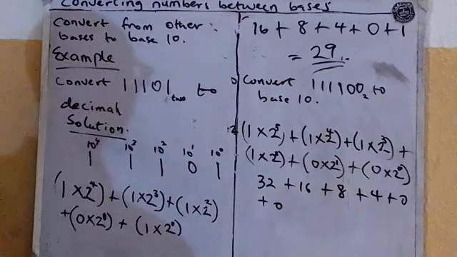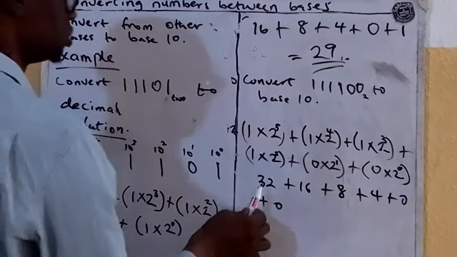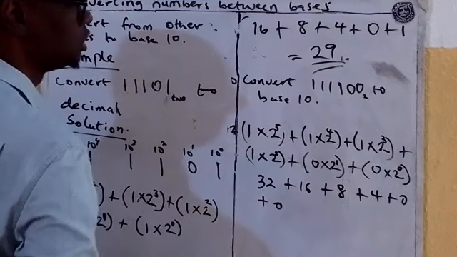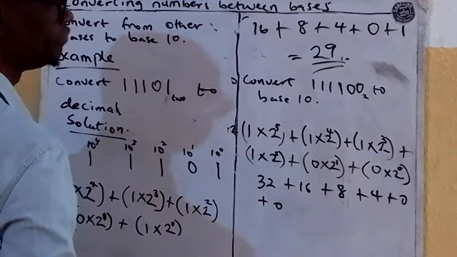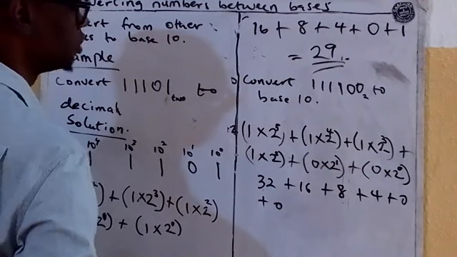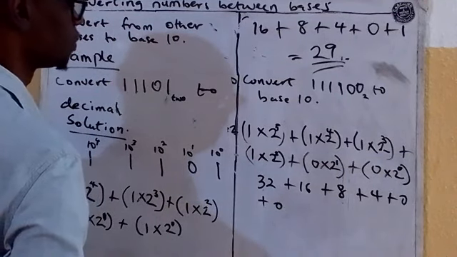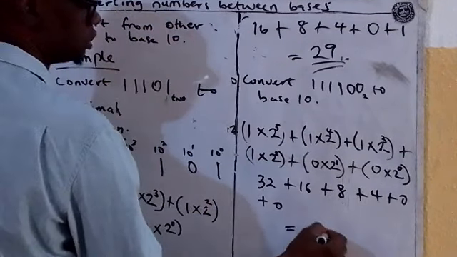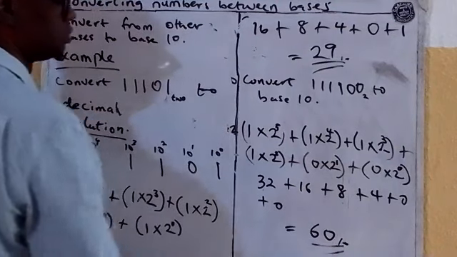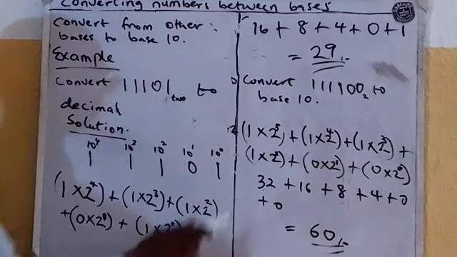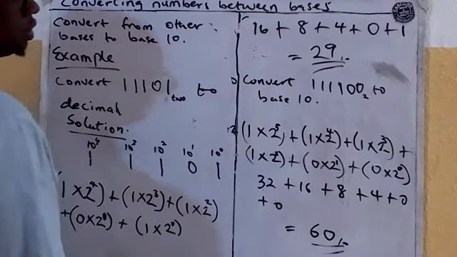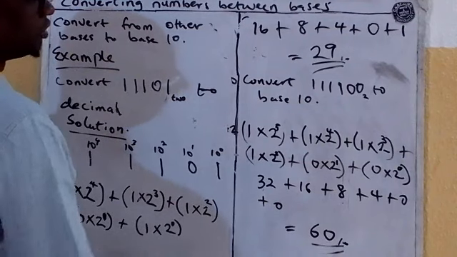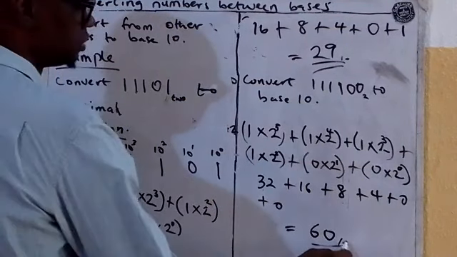So we're going to add all this up. 32 plus 8 is already 40. 40 plus 16 is 56. And 56 plus 4 is 60. So this is 60 in base 10. Let's go over it again. 32 plus 8 is 40. Yes. 40 plus 16 is 56. 56 plus 4 is 60. So this is base 10.